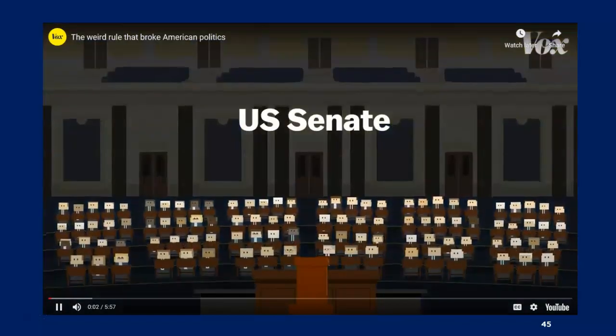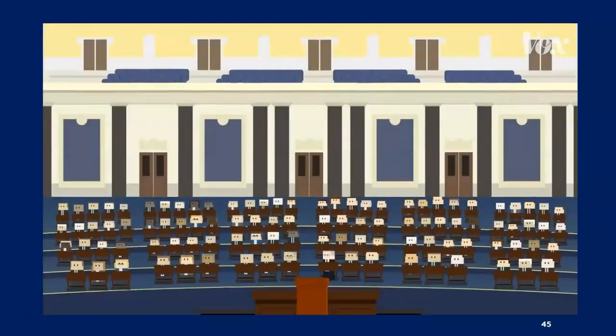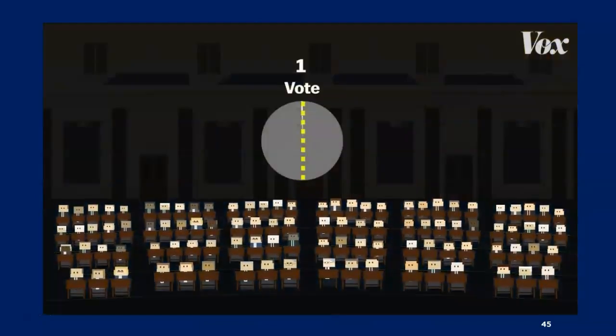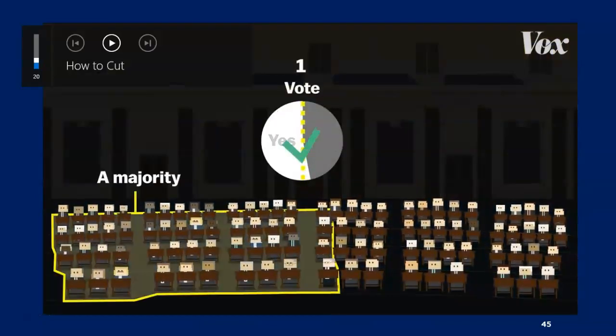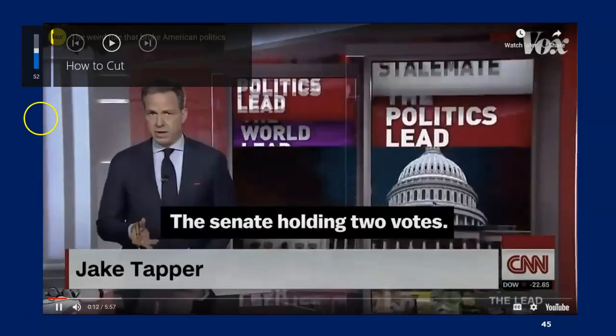These 100 people are the U.S. Senate. They pass laws. They vote, and when a majority says yes, it passes. But these days, the Senate doesn't do that very often. The Senate holding 2 votes.